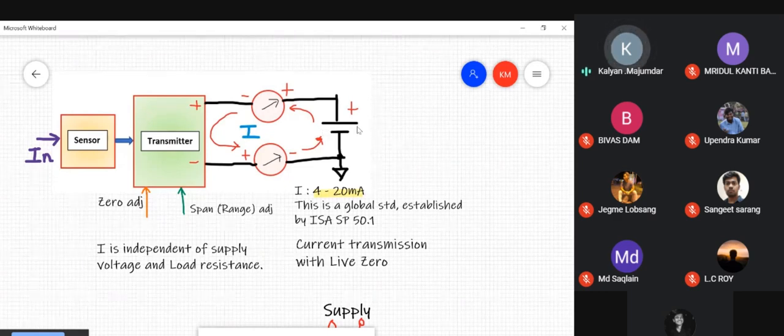Now, any electronic circuit requires a power supply. So here you've got a battery, and that provides, of course, it's not this one. It normally is an electrical power supply, like the ones that you have in your laboratory. It's derived from 220 volts, stepped down to a lower value, converted into DC, and that forms a power supply to the transmitter. But what you do realize is that any electronic circuit, transmitter included, requires a power supply.